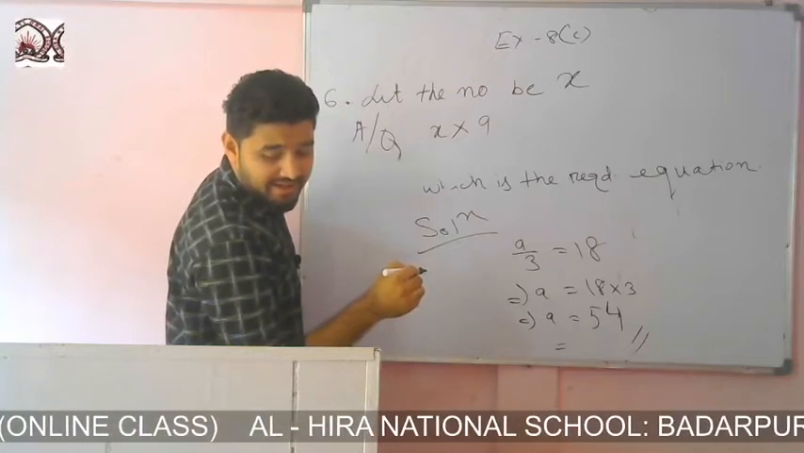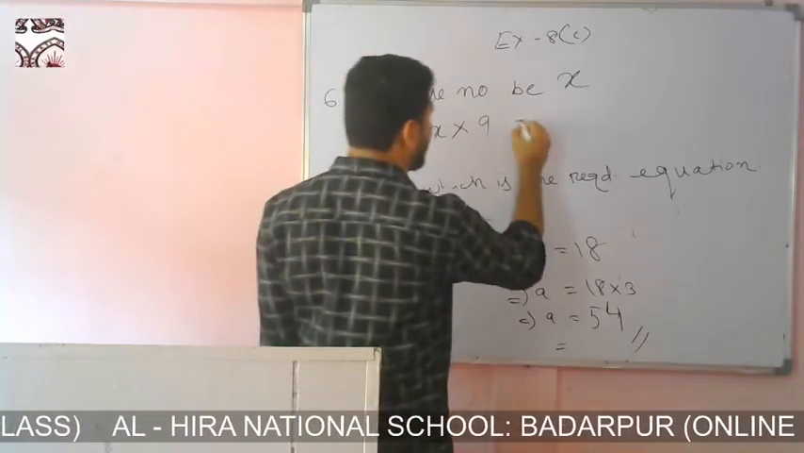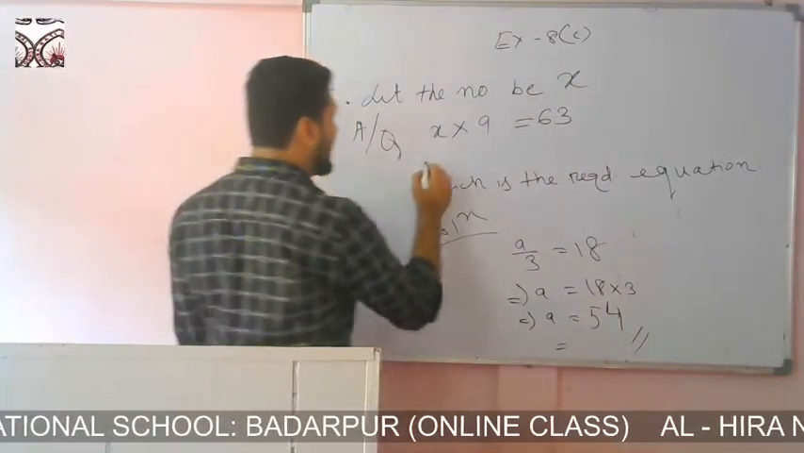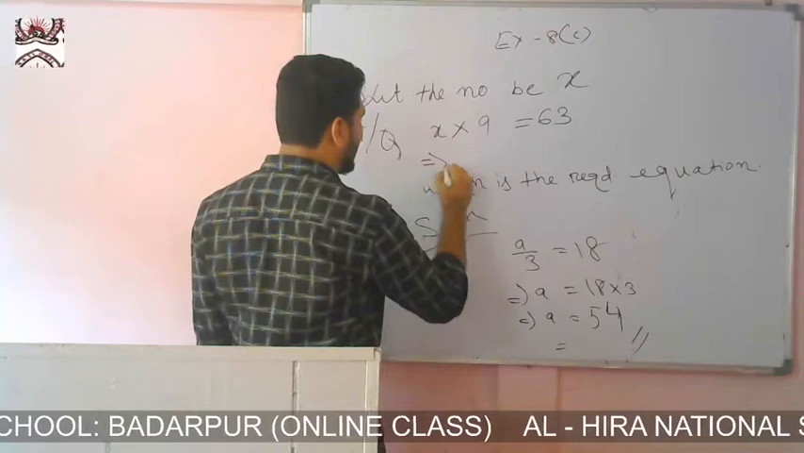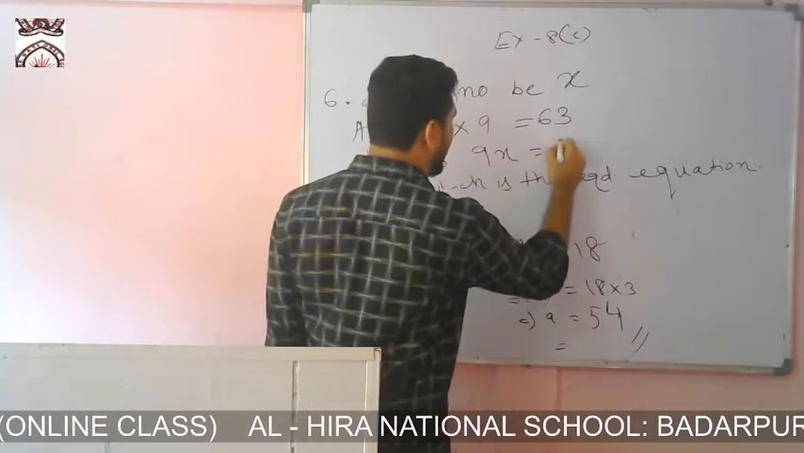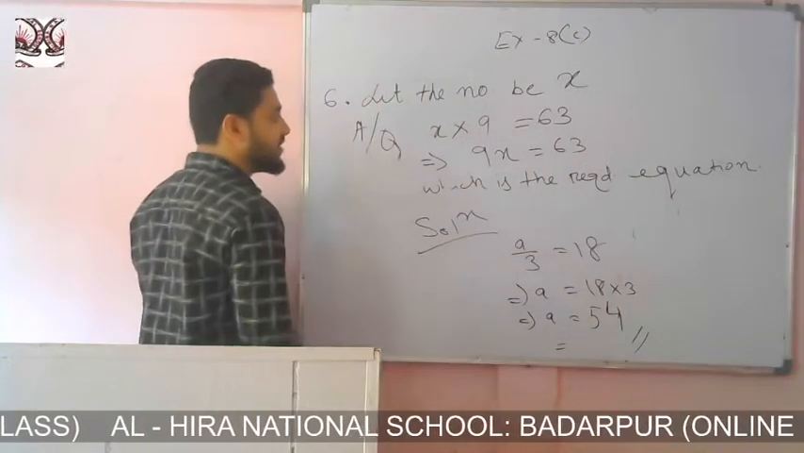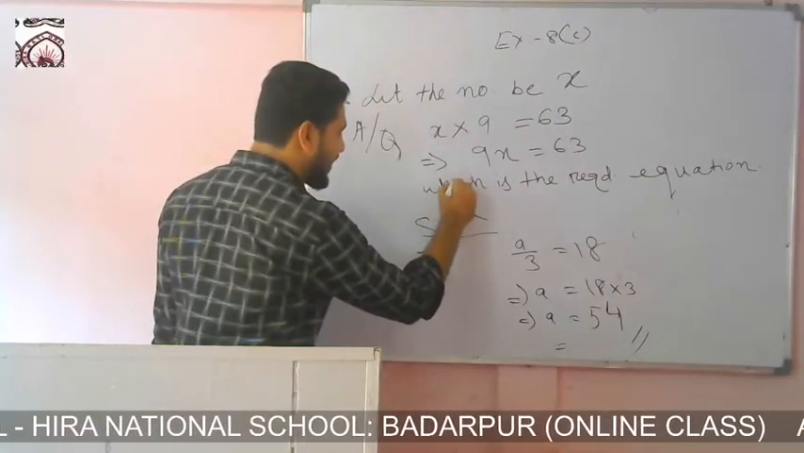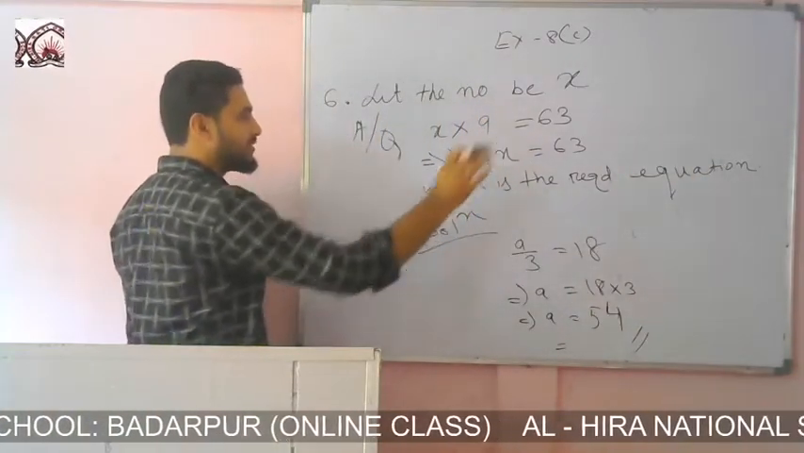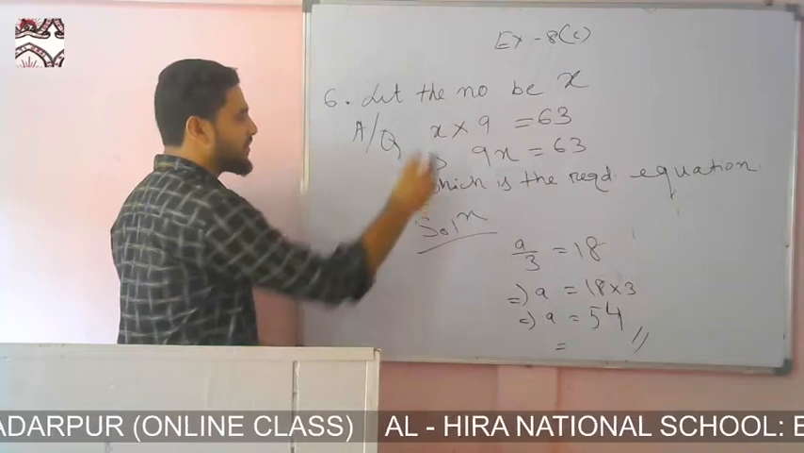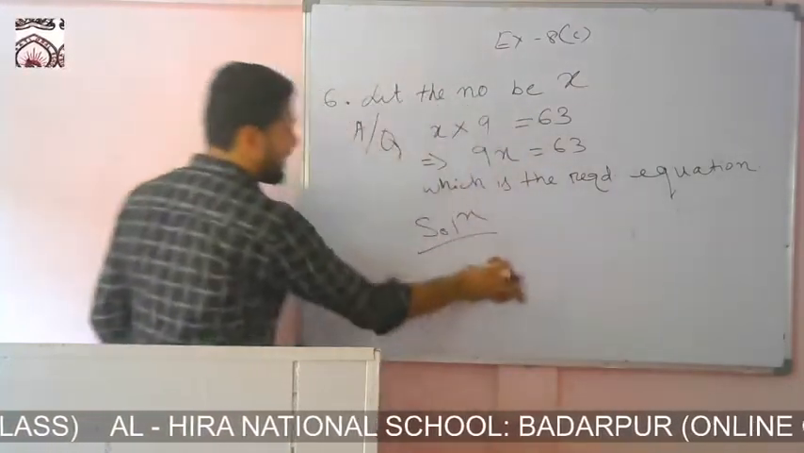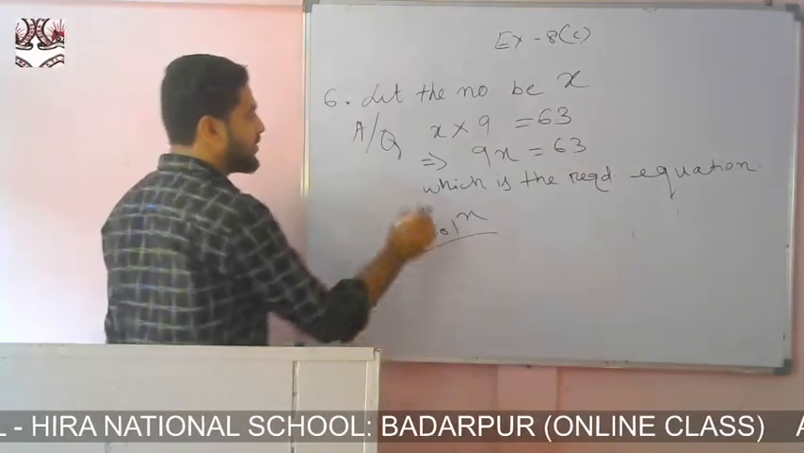The product of 9 and a number equals 63. Then I can write 9x equals 63. So write which is the required equation. I have written earlier, so you write again. Now we have to find the solution.